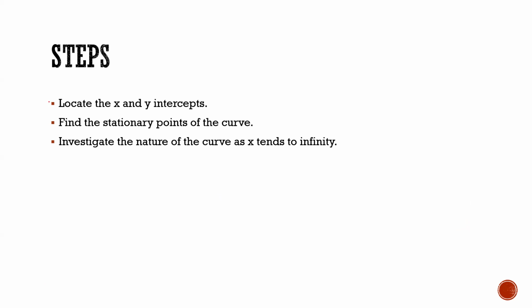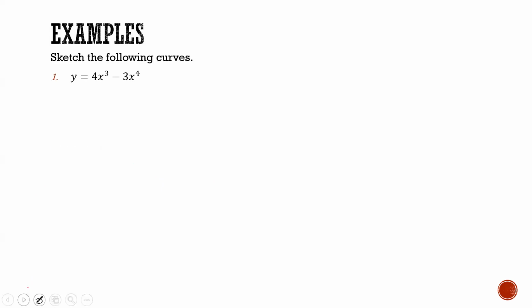Step one, we'll locate the x and y intercepts of the curves, simply by substituting into the equation of the curve y is 0 to get the x-intercepts, and then x is 0 to get the y-intercepts. Then we'll find the stationary points of the curve. We shall use the procedures that we saw in the previous video to do this, and then we shall investigate the nature of the curve as x tends to positive infinity and negative infinity. We'll see how to do this. Just look at the examples that we have.